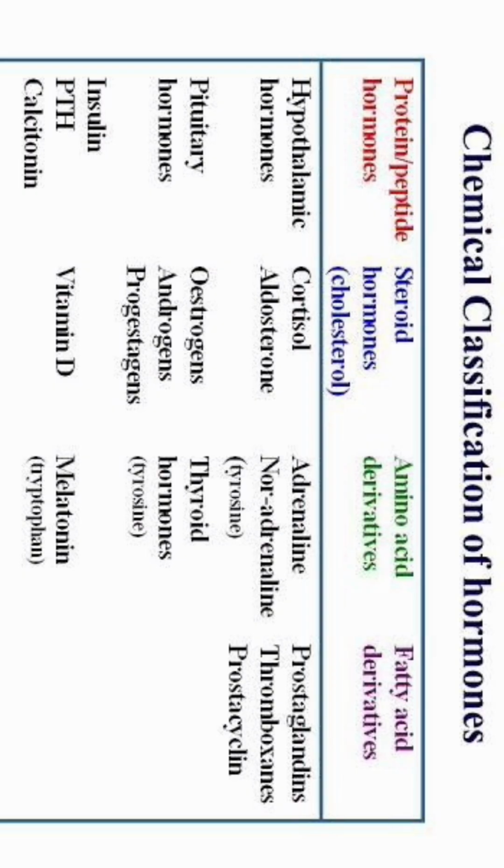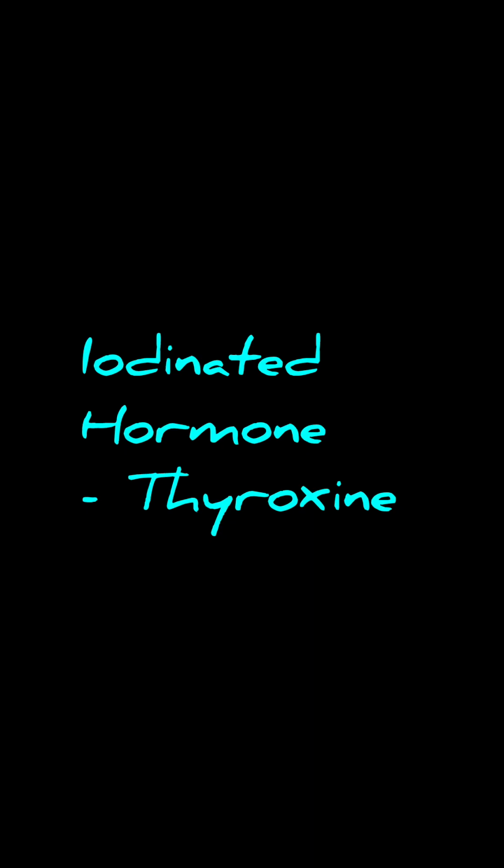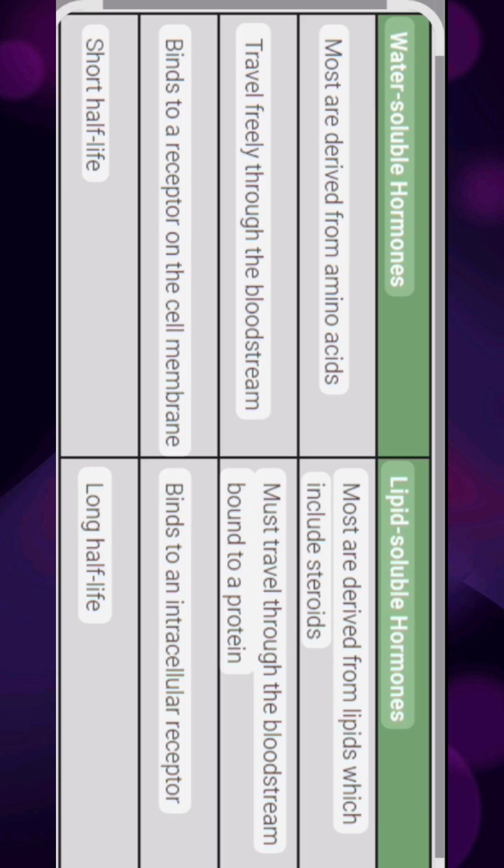Third one is the steroids. The steroids consist of corticosteroids, estrogen, progesterone, and testosterone in males. And fourth one is the iodinated, which means made up of iodine, that is thyroxine. The peptide derivatives and amino acid derivatives are lipid insoluble hormones, whereas steroids and iodinated are lipid soluble hormones.